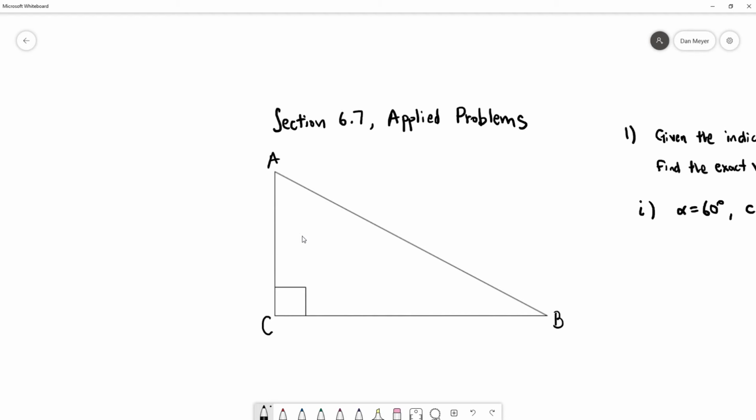And then we can also label sides. The side opposite capital A we're going to call lowercase a. The side opposite capital B we're going to call lowercase b. And the side opposite capital C we're going to call lowercase c. So here's where the distinction between capital and lowercase letters is so essential. Capital letters are labeling corners and lowercase letters are labeling the sides opposite.